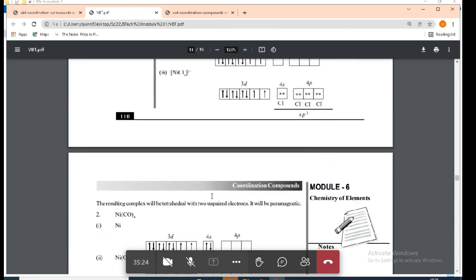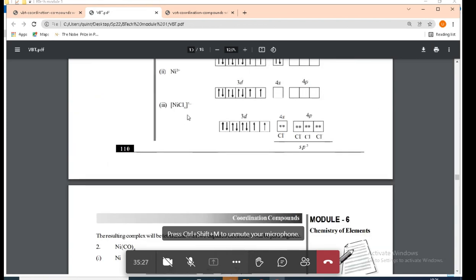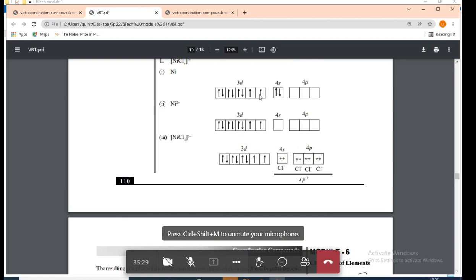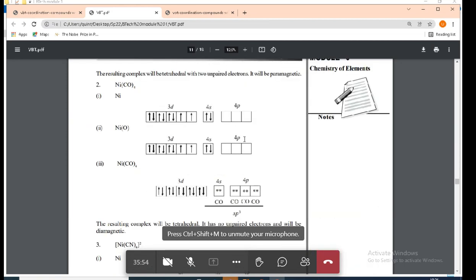So nickel in this complex is sp3 hybridized, it has a tetrahedral structure, and it is diamagnetic in nature. Whereas with the halide, nickel was in +2 oxidation state, so these two electrons had been removed, and nickel gave you sp3, but here the single unpaired electrons were there, so this is paramagnetic. Hybridization is sp3, so the shape is tetrahedral. So with the halide: tetrahedral structure, paramagnetic, sp3. With the carbonyl, it was sp3 tetrahedral but diamagnetic.